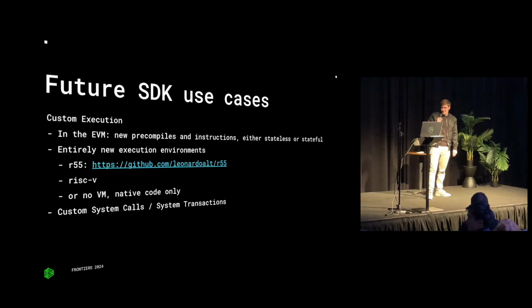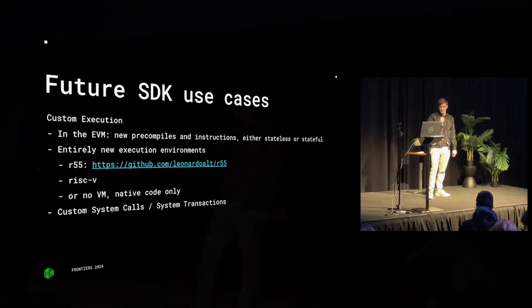Custom system calls and system transactions. This is pretty common actually in rollups. The new Ethereum forks are also doing it. You can basically have automatic transactions happen at the beginning or the end of every block. If you need your chain or validator to do something every block, this can be very useful.